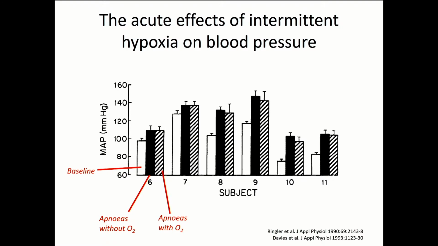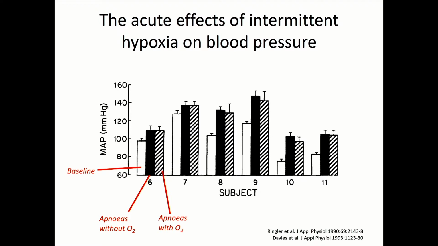What this study shows here is blood pressure in several patients during non-REM sleep overnight and following an apnea. The solid black bars represent apneas without supplemental oxygen, and the hatched bars represent apneas with supplemental oxygen coverage. Apneas without oxygen have a nadir saturation of around 70 to 80%, whereas those with supplemental oxygen all had a nadir in their oxygen saturations above 90%.